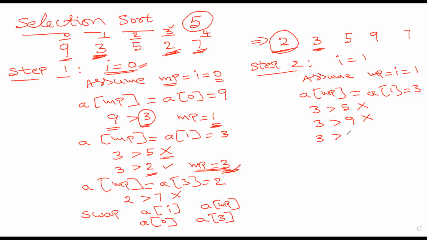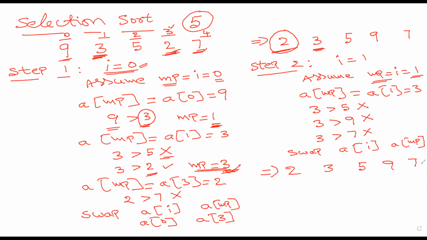Next, what is the next element? 3 is greater than 7? That is also wrong. So there is no need to change minimum position. Our minimum position is as it is, 1, no change. So finally, at the end, we have to swap A of I and A of minimum position, but both are same. I value and minimum position value are same, so there is no need to do anything here. The output of the second step is 2, 3, 5, 9, 7. That is the end of step 2.